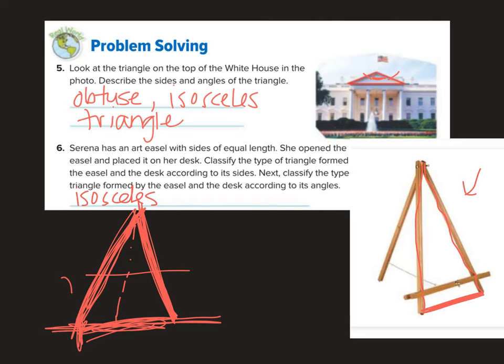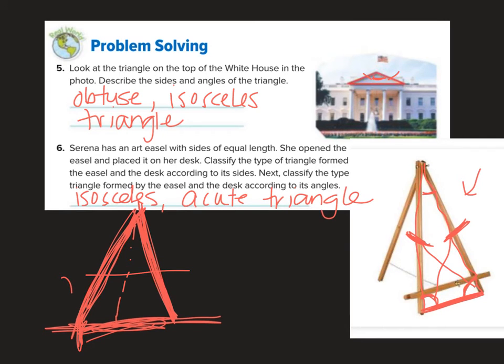Okay, so here's a little tidbit of information. If this side is equal to this side, that means that this angle is equal to this angle, because the opposite angle from the side determines what that angle is going to be. And if we have that information, this also looks acute. I would say it is an isosceles acute triangle.